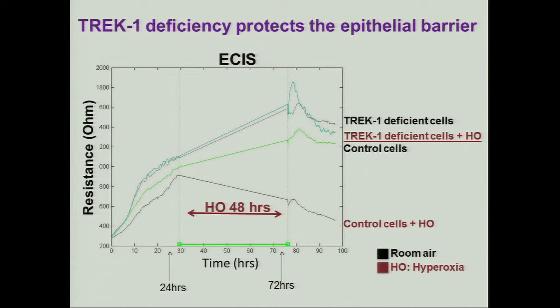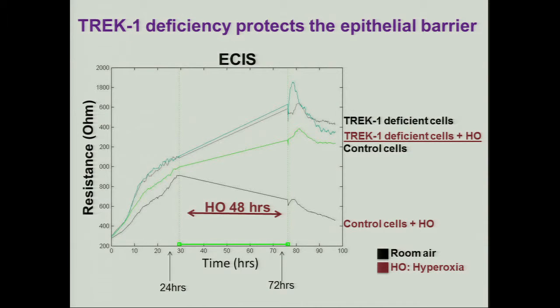And then we did two things. We took one batch of cells and kept them at room air, and we took one batch of cells and put them for 48 hours in hyperoxia. We had two types of cells at that point. We had control cells, and we created a cell line that was deficient in the TREK1 channel. So we had these two cell types, one sitting in room air, the other one sitting in the hyperoxia chamber. After 48 hours, we brought them back, put them back in our ECIS machine, and looked at the electrical resistance again.